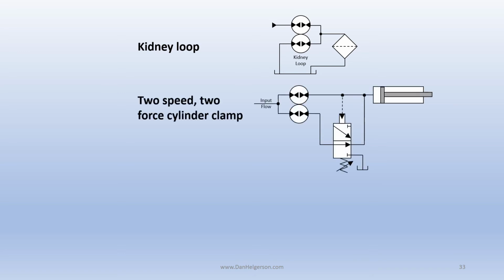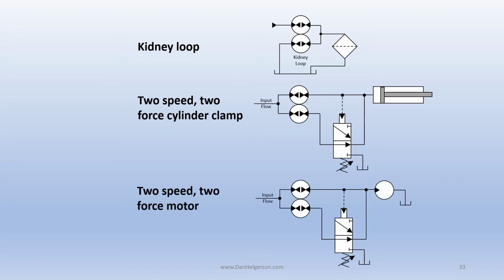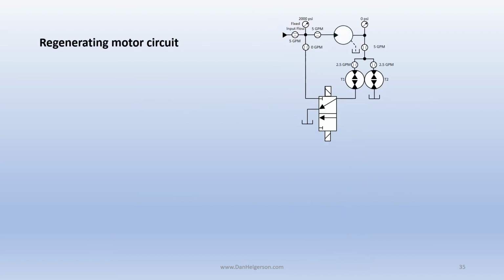2-speed, 2-force cylinder clamp. Here we have a situation where in normal operation, the cylinder would extend at a relatively high speed, and then once it came to the end of its stroke and the pressure became high enough, the valve would shift, and we would wind up with pressure intensification. And we could do the same thing with a motor, 2-speed, 2-force motor. We can also regenerate a motor circuit.